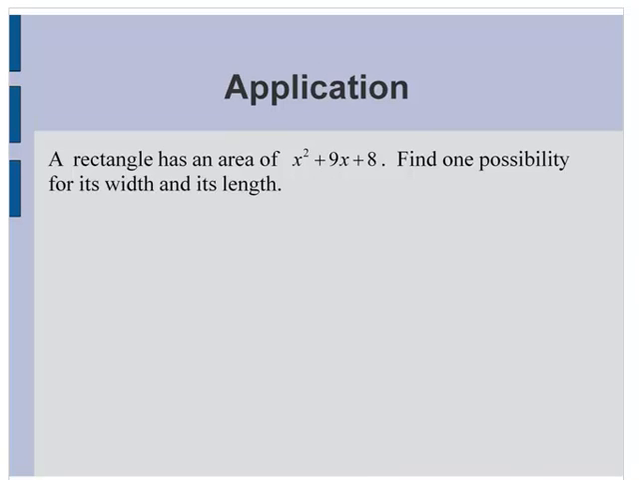And we'll finish off the section with an application. A rectangle has an area of x squared plus 9x plus 8. Find one possibility for its width and its length. Alright, so remember that the area of a rectangle is simply its length times its width. So we want the length times width to be x squared plus 9x plus 8. So we want to find two things that multiply together to get x squared plus 9x plus 8. We need the factored form.